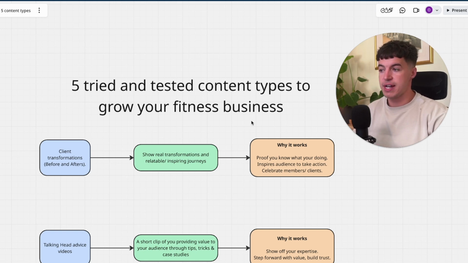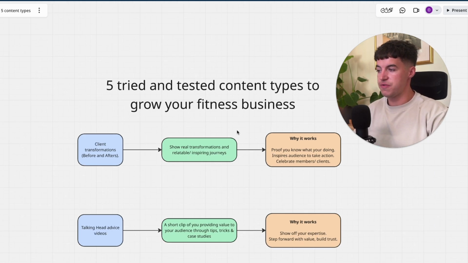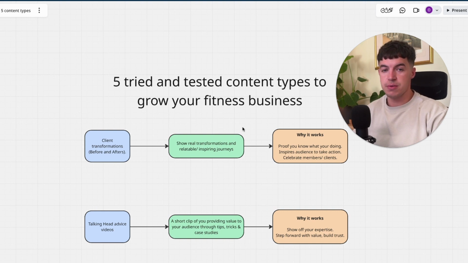Now, this works for organic, but it also works for your ads. So a lot of these, if they work well through your organic channels, so they get a lot of likes, they get a lot of engagement, then they're probably going to work well as ads. So that's just a little tip for you if you're thinking about running ads and you want to test them quickly first, then using your organic channels can be a really good way of doing that. So just something to think about.